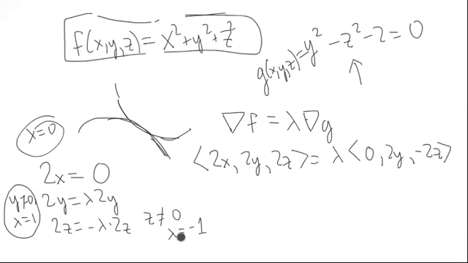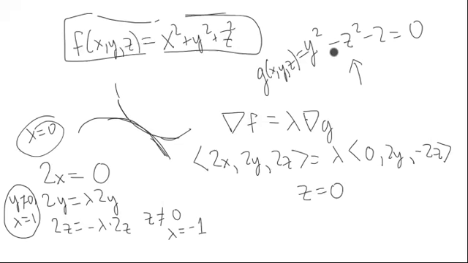Because if z weren't 0, then that would contradict this statement. So z would have to be 0. So really, if y is not 0, we end up having the case that z has to be equal to 0 in that case.